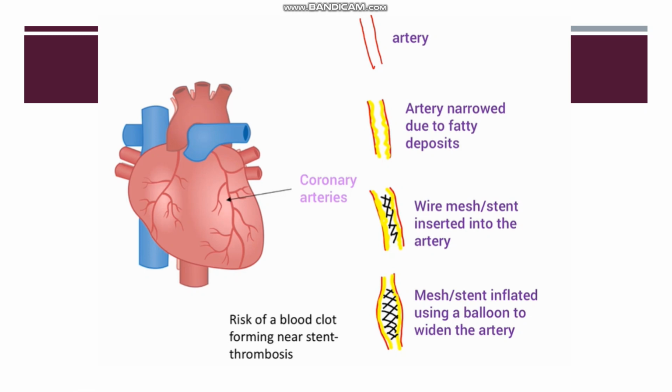One effective way of treating this is to insert a wire mesh, which is also called a stent. The stent gets inserted into the blood vessel of the patient along with a balloon, and then the balloon is inflated, pushing against the wire mesh, causing it to expand and widen, creating space for the blood to go through. The balloon then gets deflated and removed from the body, and the mesh stays extended and keeps the blood vessels open.